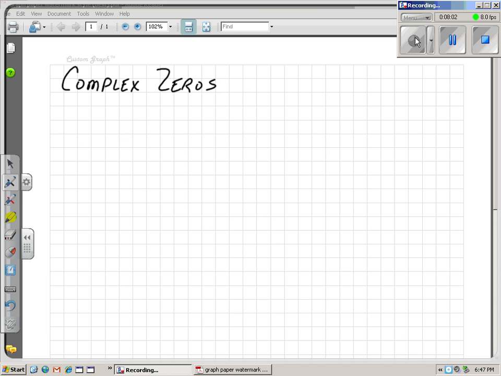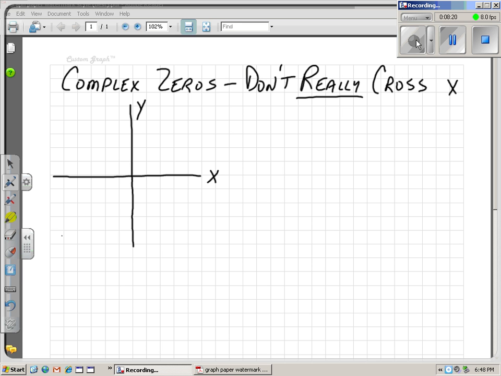Okay, let's talk for a minute about complex zeros, or imaginary zeros. Imaginary is just what you think it means. Imaginary things don't really exist. So complex or imaginary zeros, they don't really cross the x-axis. Think about it like this. If I have an x cubed graph that maybe crosses here, and crosses here, and crosses here, well, we have 3 very real zeros that we can see and touch.